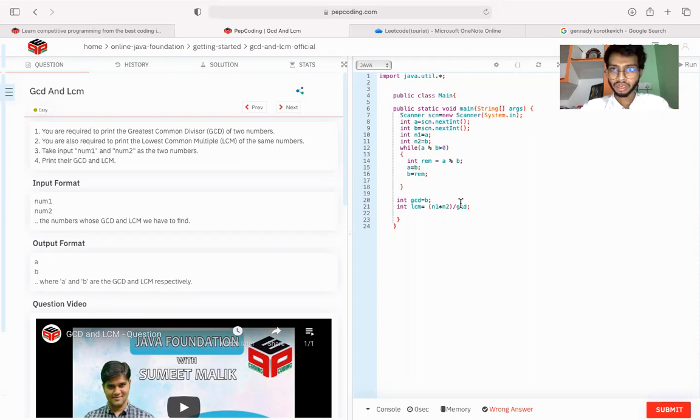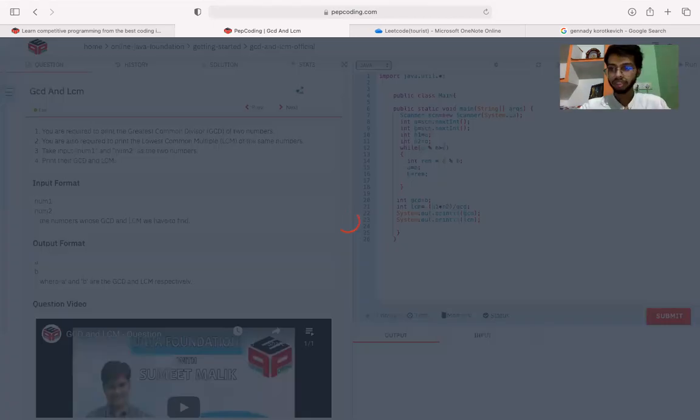Okay, sorry, I didn't print the statement, so that's why it's making a mistake. I just forgot that. I didn't write the line to print the output. So firstly, I need to print GCD, and in the next line I need to print LCM. So I'm writing that for LCM too. Let's submit that again.